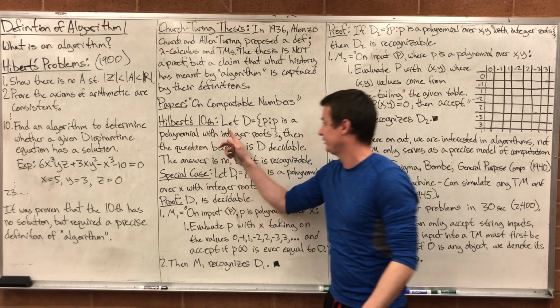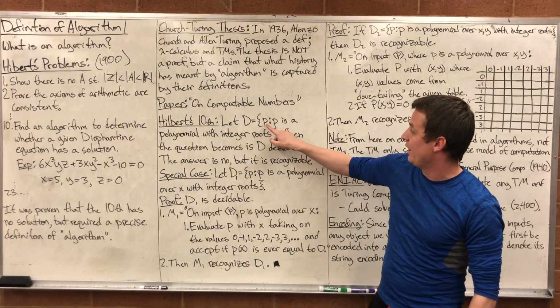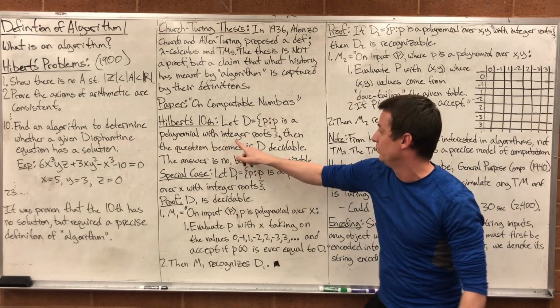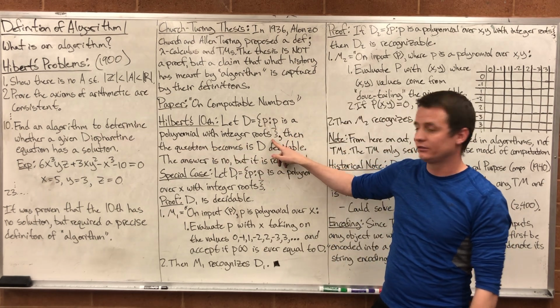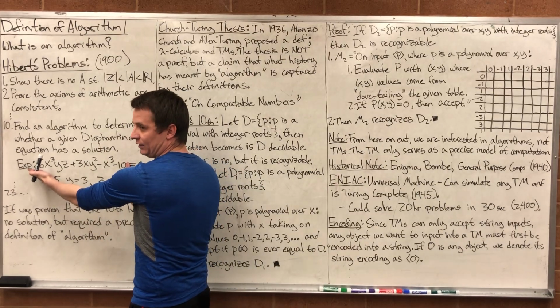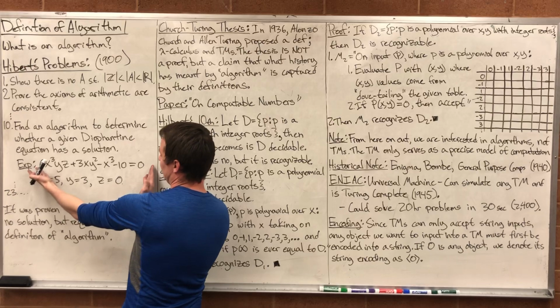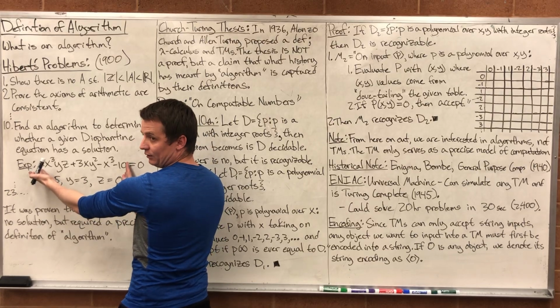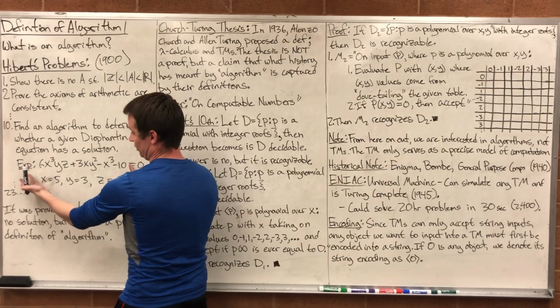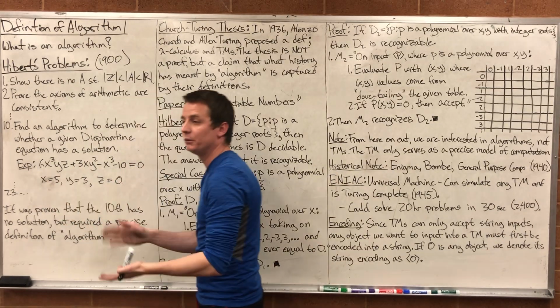So, focusing on Hilbert's 10th. Let D be the set of all polynomials P, where P is a polynomial with integer roots. Or in other words, P is the left-hand side of the Diophantine equation. The Diophantine equation is the whole equation; we're talking about this left-hand thing. And when we say integral roots, the roots of a polynomial are the numbers that make it 0.